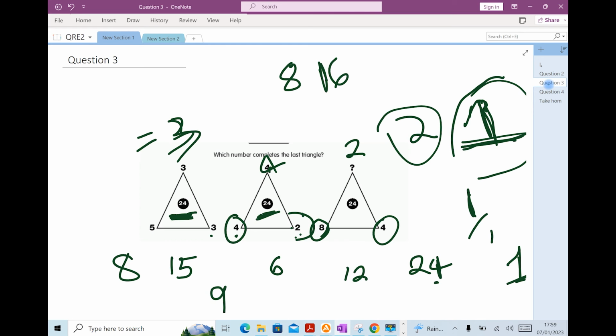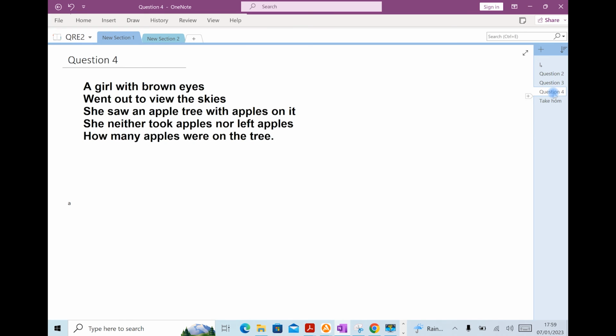All right, let's go over to the next question. And I like this because it's a sort of a puzzle. It says that the girl has brown eyes. Well, does this matter? Does it not matter? She went out to view the skies, and she saw an apple tree with apples on it. She definitely saw an apple tree with apples on it. Now, she neither took apples nor left apples. How many apples were on the tree?